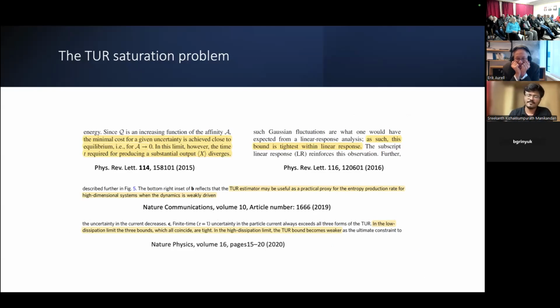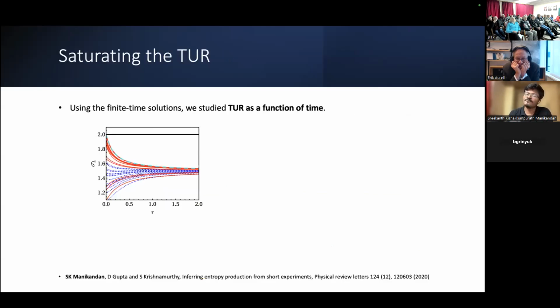So in my research, while doing a PhD, we were interested in studying processes as a function of time, and we studied a bunch of analytically solvable models as a function of time. And here you have a particular case where the actual dissipation in the system is 2. So 2 is the value that the system is actually dissipating. And with different lines here, what you see is the dissipation estimated by different currents in the system. And I have also plotted it as a function of time.